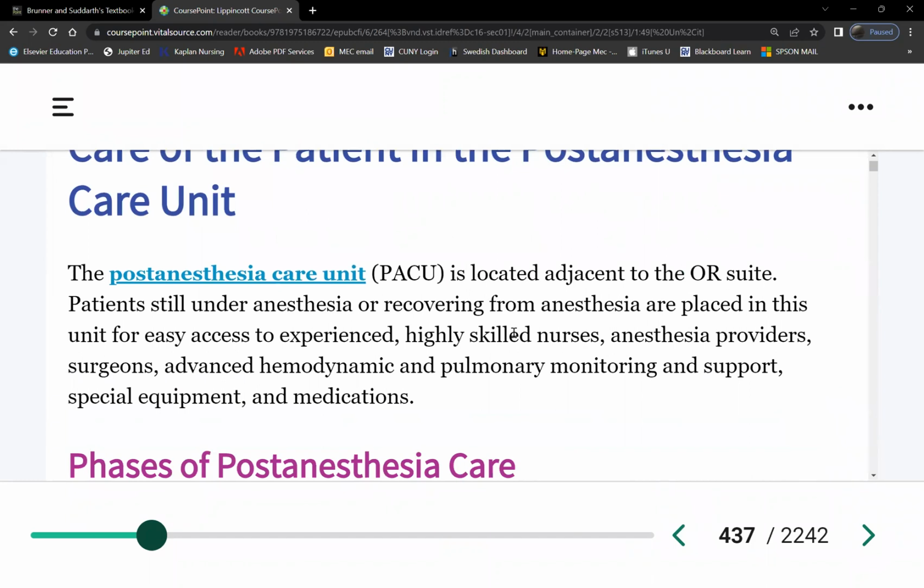There are three phases of the perioperative experience. We have pre-op, which starts from the moment the patient decides to have surgery. It ends when the patient enters the operating room, which is pretty much the holding area. The intra-op period begins when the patient receives anesthesia and ends when the last incision is closed.